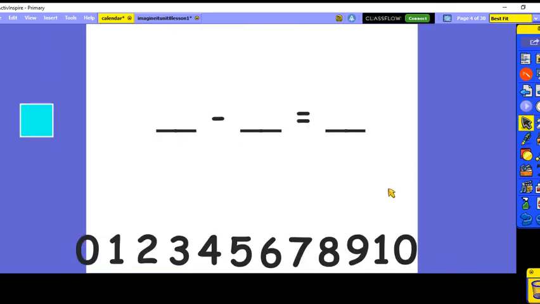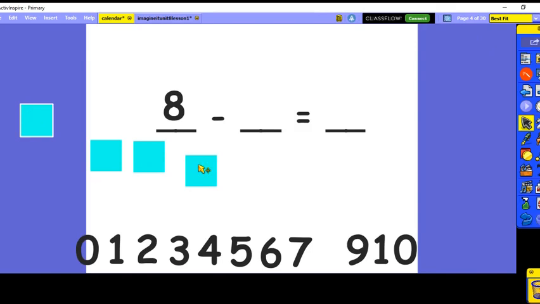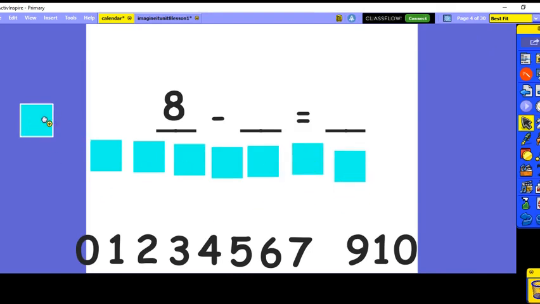Now let's do a little subtracting here. Okay, so we're going to start with this many before we subtract. So let's act like we're doing this in our day book. And let's do 8 counters. Count with me. 1, 2, 3, 4, 5, 6, 7, 8. So we always start with our biggest number when we subtract. That's the total, how many we're starting with. Okay, now let's take this many away.